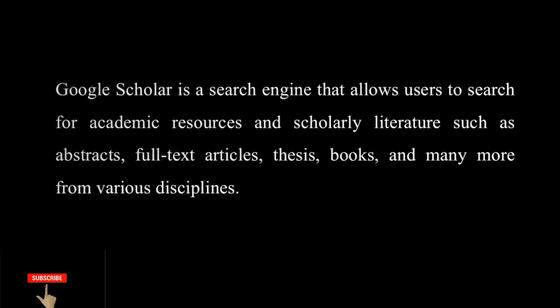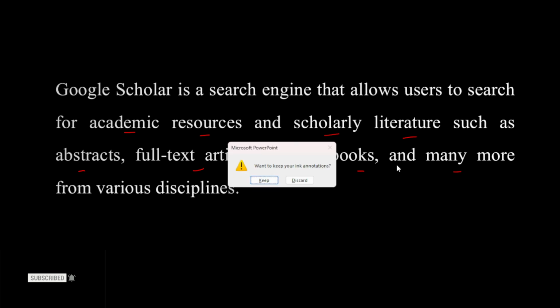So Google Scholar is a search engine that allows users to search for academic resources and scholarly literature such as abstracts, full text articles, theses, books and many more from different disciplines. So let's move to the browser and see how you will use it.